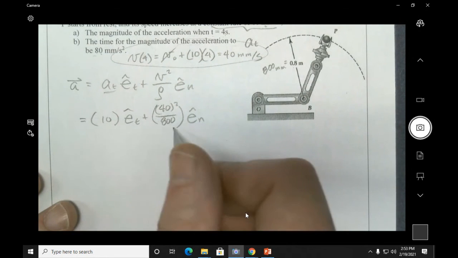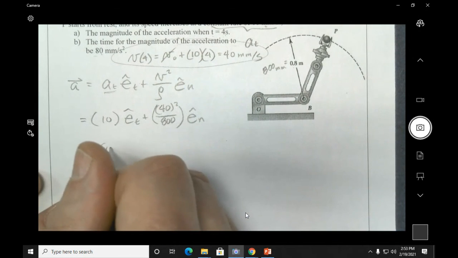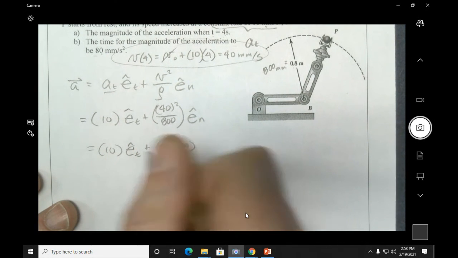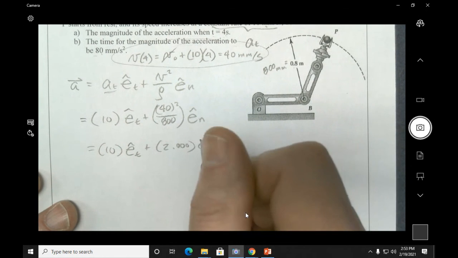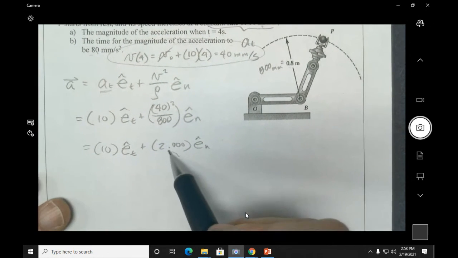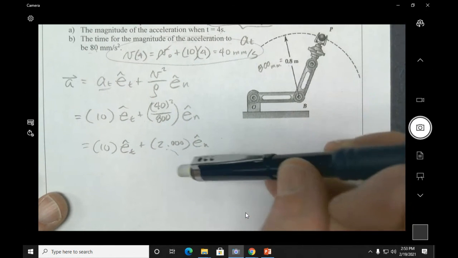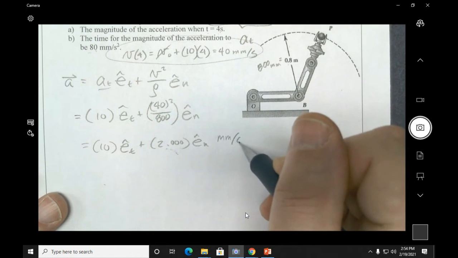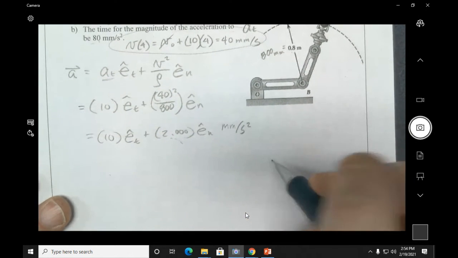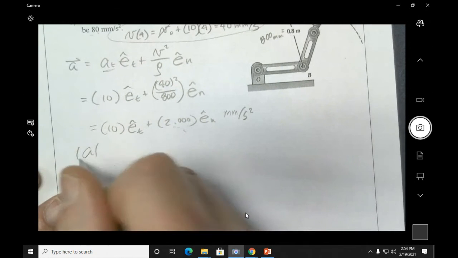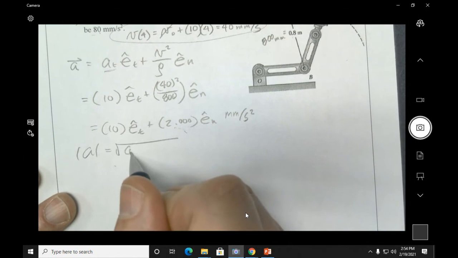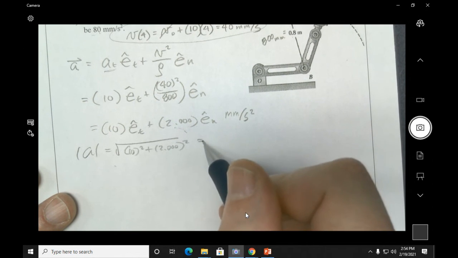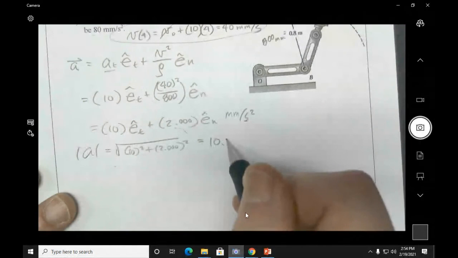Did you ever find the answer to that? Oh, that ends up being 2. Not very exciting. I'm a stickler for not dropping sig figs, but she just said it was exactly 2, so it doesn't really matter in the big picture. And these are millimeters per second squared. So the magnitude is just going to be the square root of 10 squared plus 2 squared, which isn't really exciting. It's like 10.2.